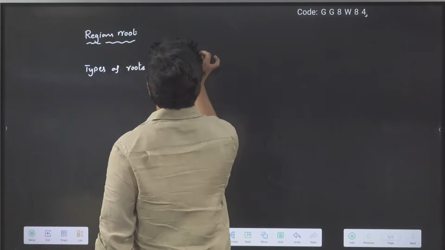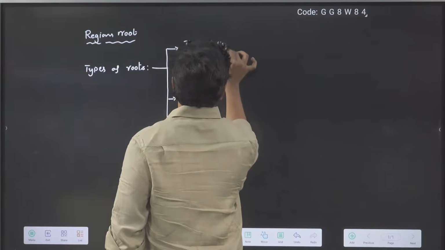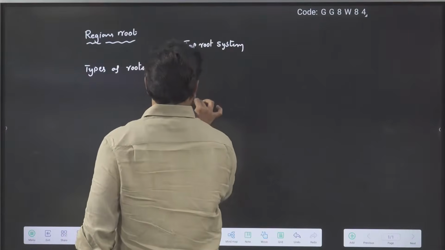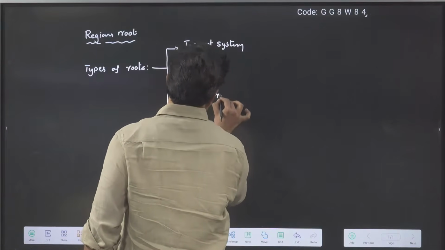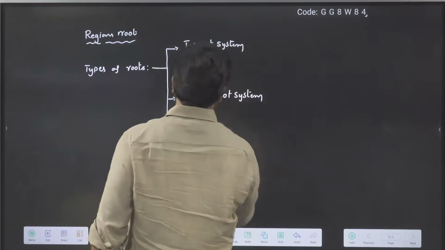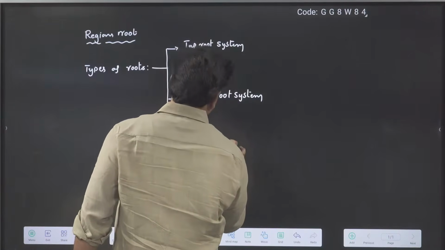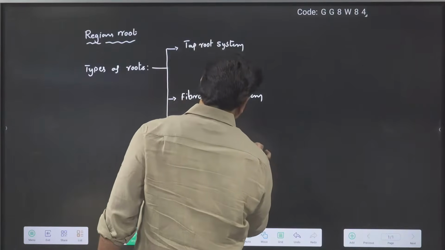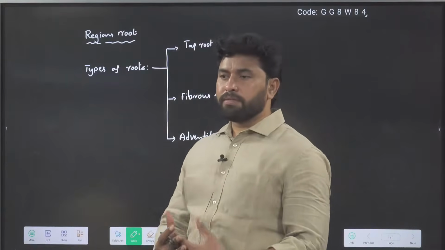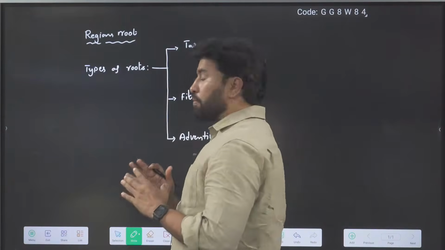One is the taproot system. Next one, fibrous root system. And finally, adventitious root or adventitious root system. Why did you call it a root system? Of course, I will elaborate it clearly. Let us learn. First of all, what is taproot system?